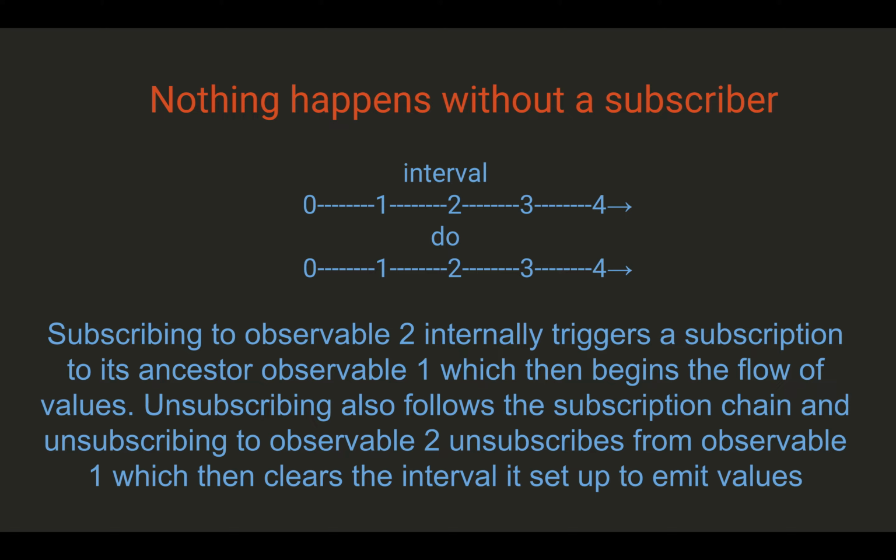But what happens is when you subscribe to that second observable created by the do operator, internally it subscribes to its ancestor, observable 1, created by the interval operator, which then begins the flow of values. And unsubscribing follows the same subscription chain and unsubscribes from observable 2, which unsubscribes from observable 1, which then clears the interval it's set up to emit values.